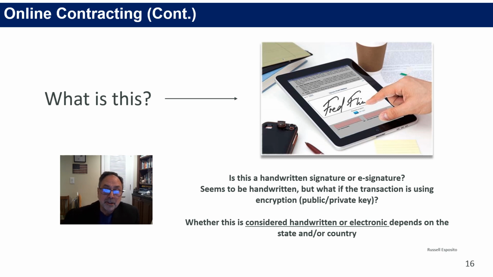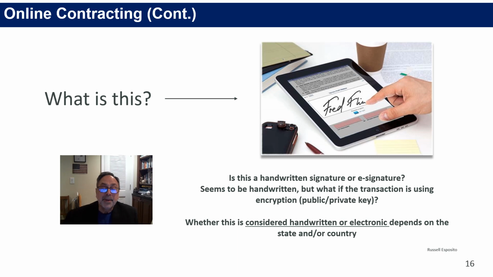So if I'm just signing it and it becomes a document, just an image, it's probably a handwritten signature. But if I'm using the public-private key infrastructure and it's actually getting encrypted and decrypted, it seems to have more authenticity and be harder for anyone to repudiate. I would think at that point it's an e-signature.